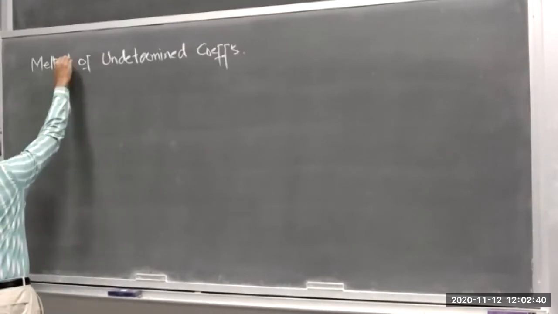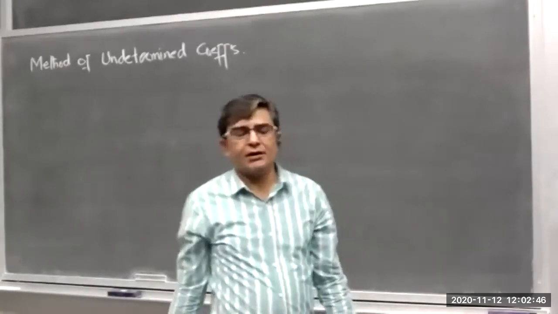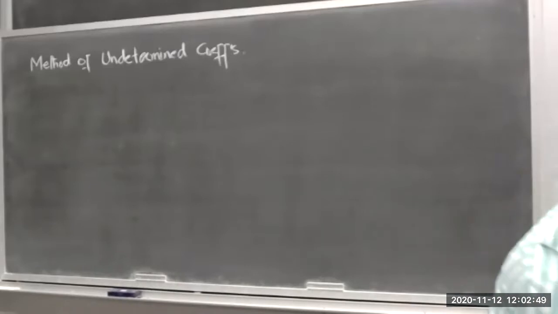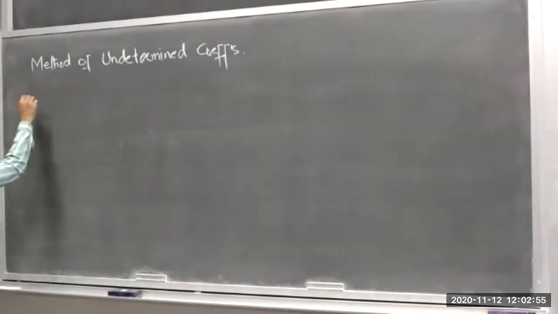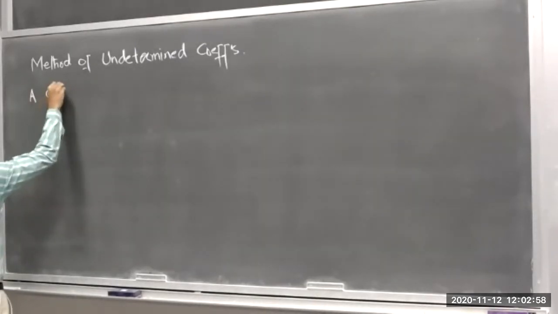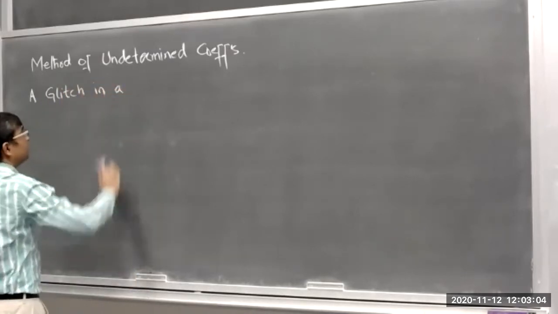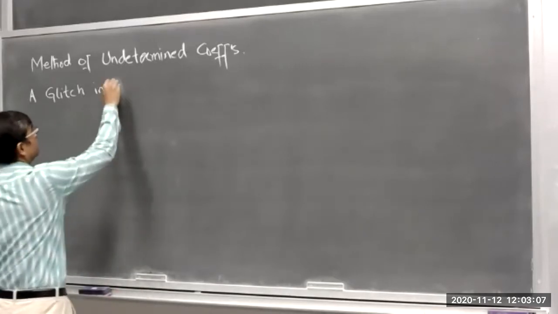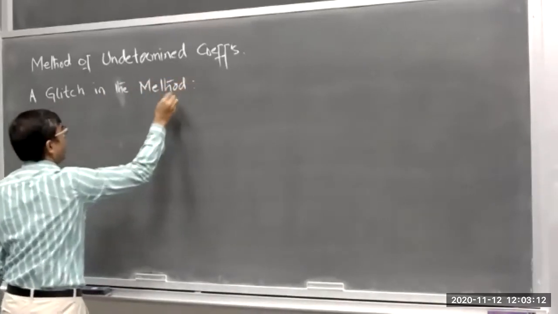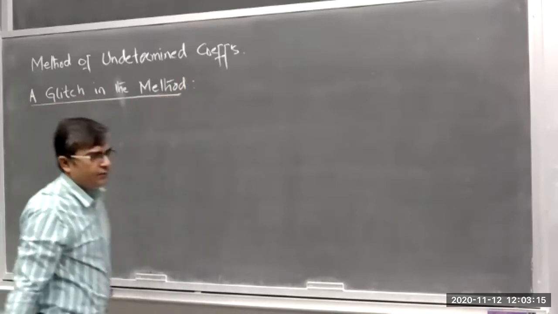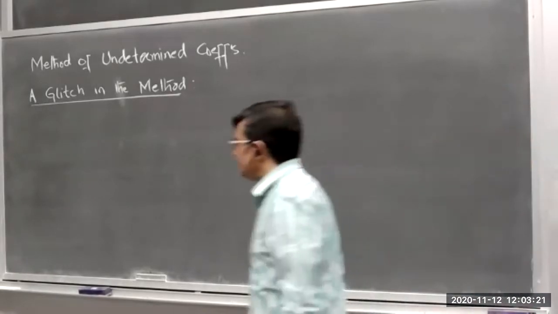I have solved a couple of examples here on the board. Today, we are going to discuss a situation where this method fails. You can say that it is a glitch in this method. It means there is an error, or in one situation this method fails. We are going to discuss what that situation is.